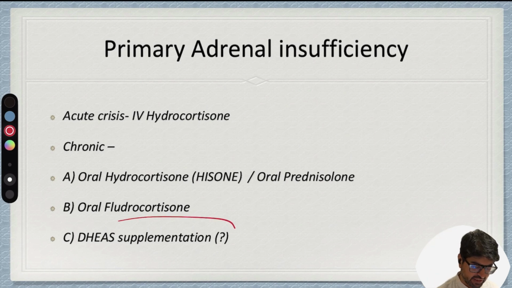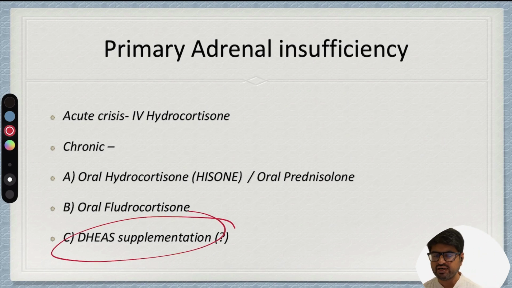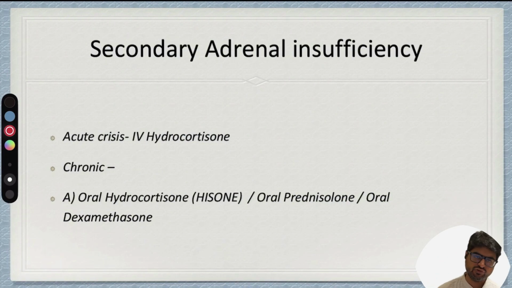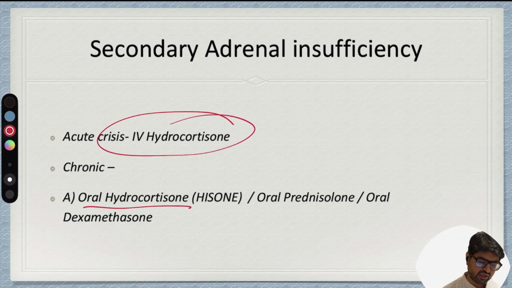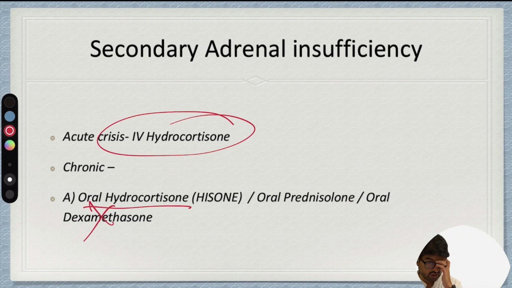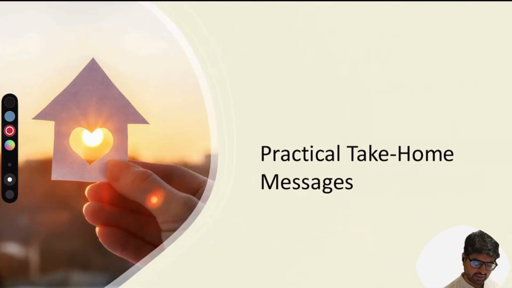Now, DHEA supplementation is an area of debate, a completely different topic, and we will not discuss it here. But as I told you earlier, in primary adrenal insufficiency, you give oral hydrocortisone with oral fludrocortisone, right? And in secondary or tertiary adrenal insufficiency, in crisis you will give IV hydrocortisone, but in chronic cases you can give oral hydrocortisone or prednisolone. I do not prefer dexamethasone. It's not a very good idea to give dexa, even though of course this is taken from some guideline. Preferably give oral hydrocortisone or oral prednisolone, right?